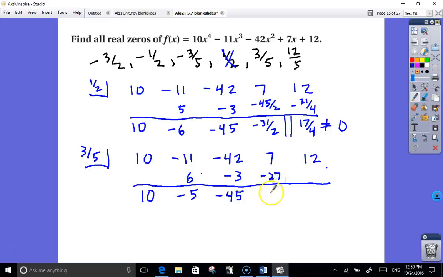Add. And 3/5 times negative 20, negative 12. Add, you get 0. Hooray, we found a 0. Okay, so this is a 0.